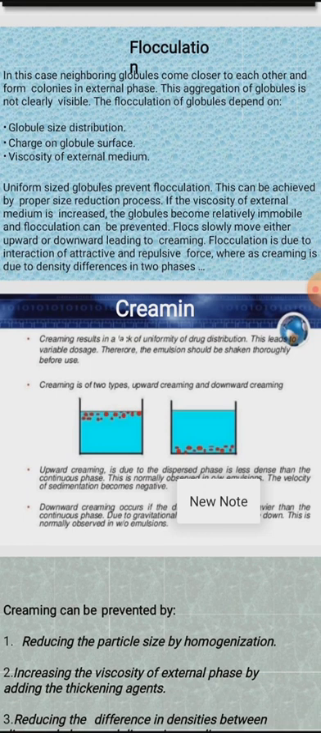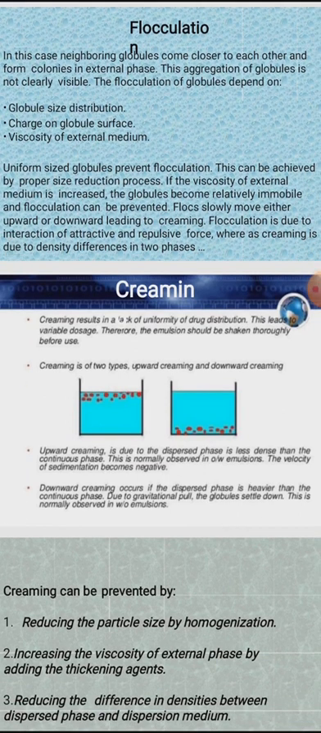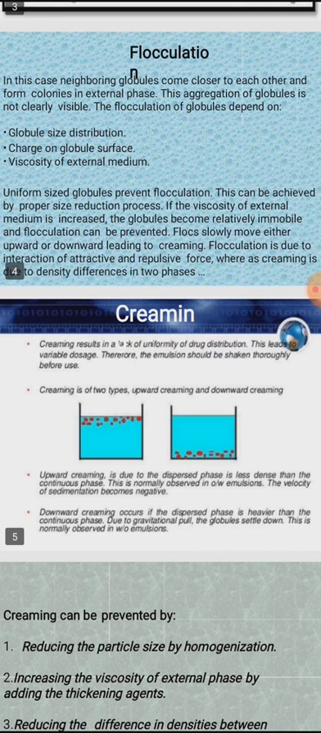If the viscosity of the external medium is increased, that is the third factor, then the globules become relatively immobile, and if all the globules are immobile, then flocculation can be prevented. So these are the three factors on which the formation of floccules depends: globule size distribution, charge on globule surface, and viscosity of external medium.